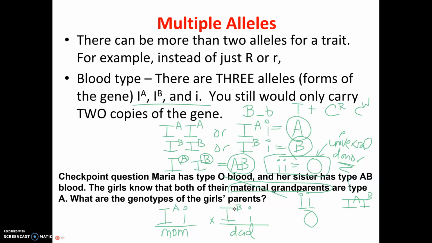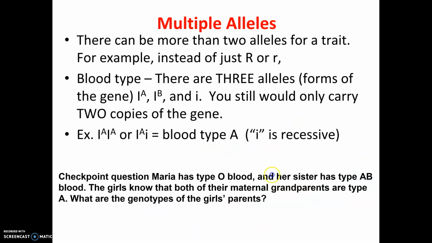Now you might say, well, why couldn't it be that one of the parents is this and the other one is this? Well, because remember, you don't inherit both your genes from one parent. If Maria is blood type O, little i, she had to get one of these from this parent, and the other one had to come from the other parent. So both parents are involved in this. So an AB parent cannot have a type O child because they can only give either A or B. So that's why that would work that way.